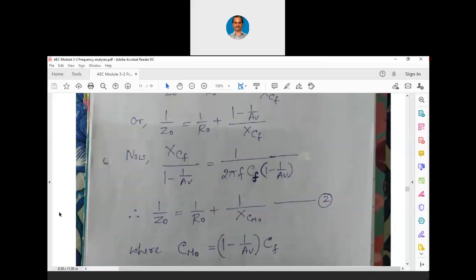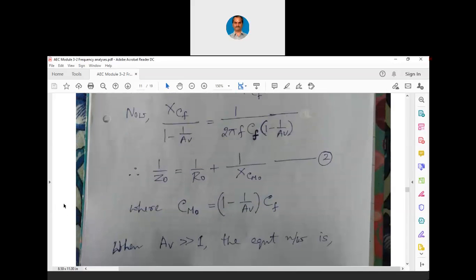Now we have the counterpart of that feedback capacitance at the input side also, at the output side also. Now using these equations 1 and 2, we can slightly rewrite our network in a different fashion. In equation number 2, when AV is much greater than 1, then this 1 by AV is negligible. Voltage gain is always much greater in case of BJT. It will be 150, 200 times in case of BJT. So in such a case, we can simply ignore this 1 by AV.